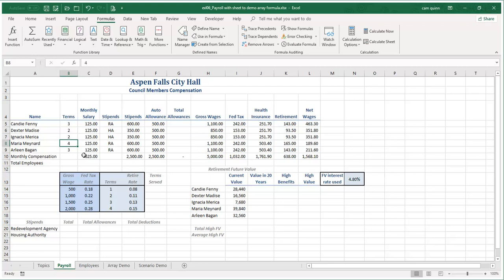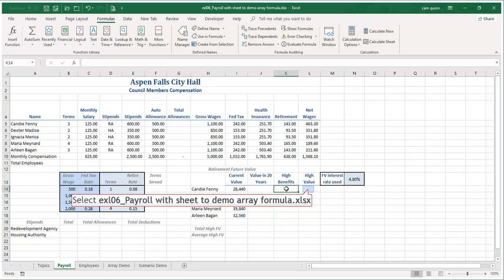Skill number 4 is edit conditions in logical functions. This one's a little bit more interesting to try and come up with. What they want us to do here is put in either true or false if they're high benefits, true or false if they're high value. So in effect, it's an if statement.